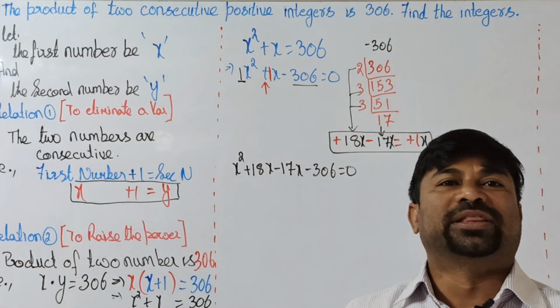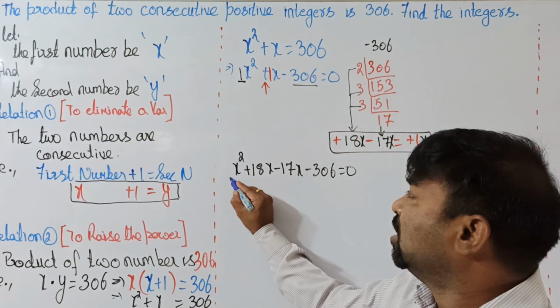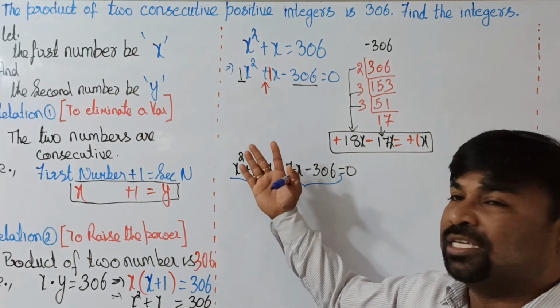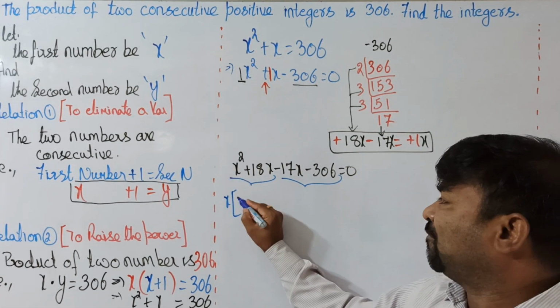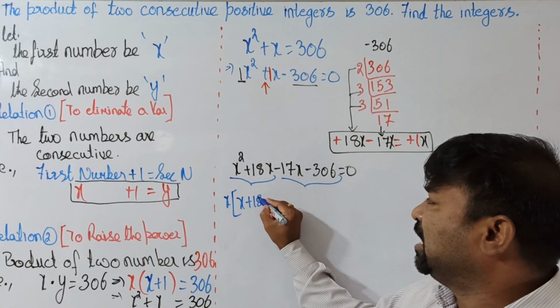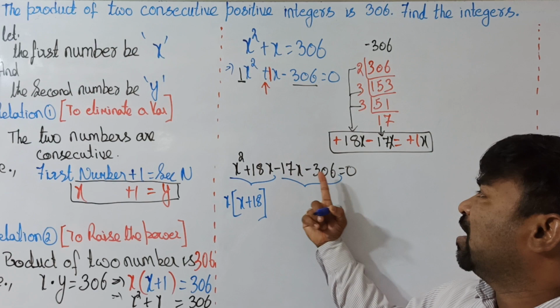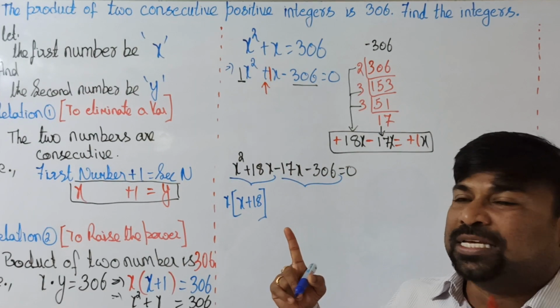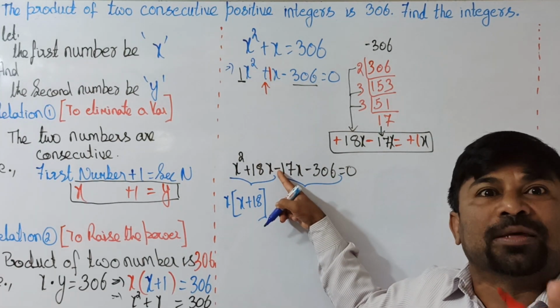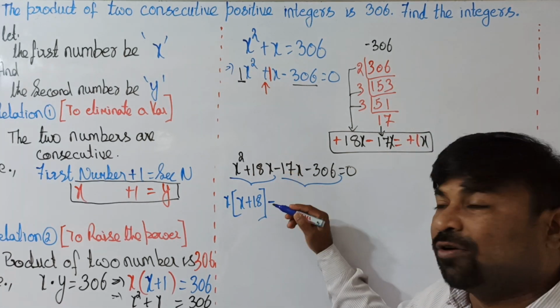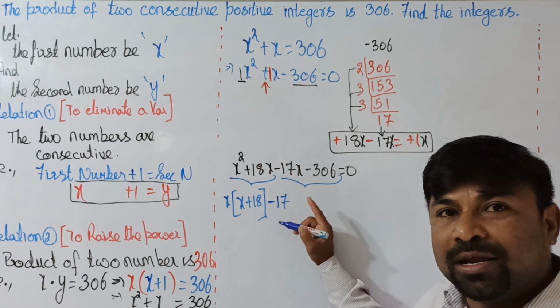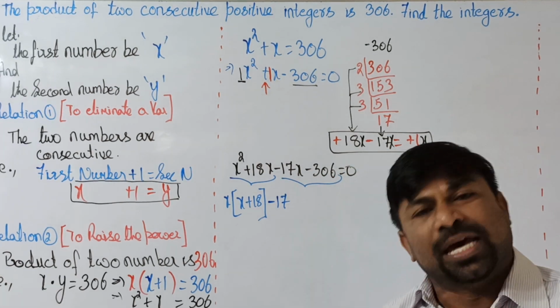Okay, now what's the beautiful thing? What do we have to do? We have to take the common factor from the first set and the second set. If you take x as common, we are left with x plus 18. Now, when we are taking common from here, please remember whatever sign we have at the beginning, we have to take that sign as common. Minus, and here we have 17.